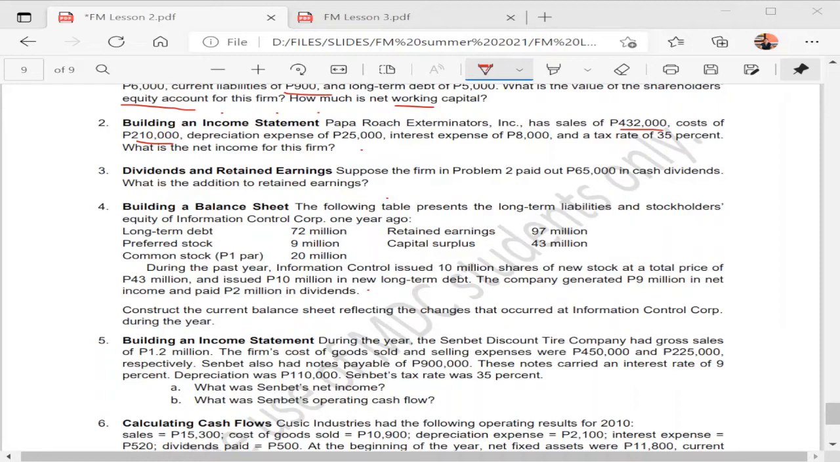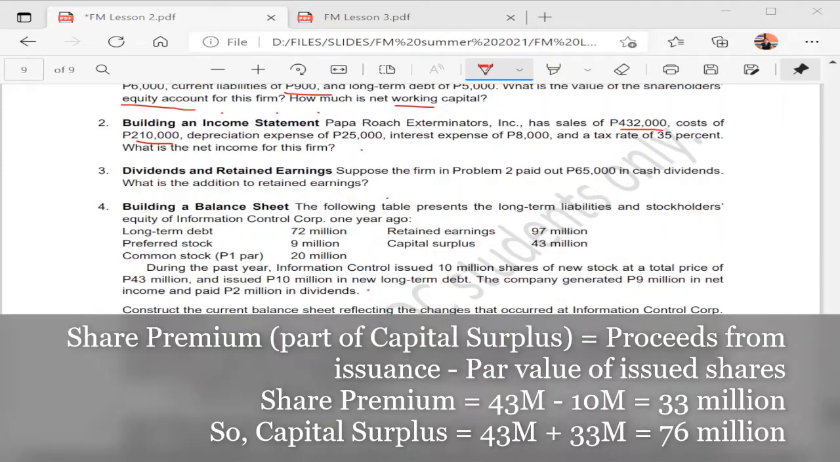So the excess is 33. Correct? 43 debit and 10 million credit. So an excess of 33 million. So where does your 33 million go? The 33 million goes to the share premium. And share premium belongs to capital surplus. Okay? So therefore, that's 76 million. So 76 million is our capital surplus.